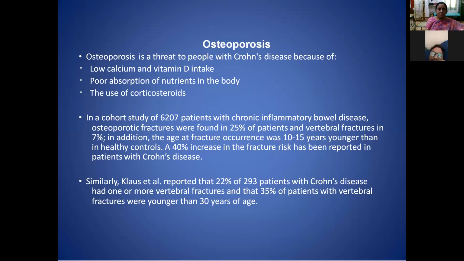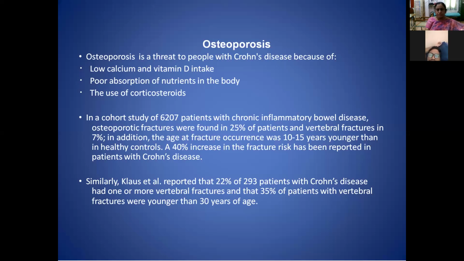These are the two studies I have given. In a cohort study of 6,207 patients with chronic inflammatory bowel disease, osteoporotic fractures were found in 25% of the patients and vertebral fractures in 7%. In addition, the age at fracture occurrence was 10 to 15 years younger than in healthy controls. A 40% increase in fracture risk has been reported in patients with Crohn's disease.